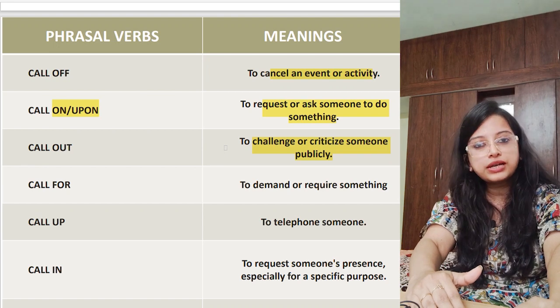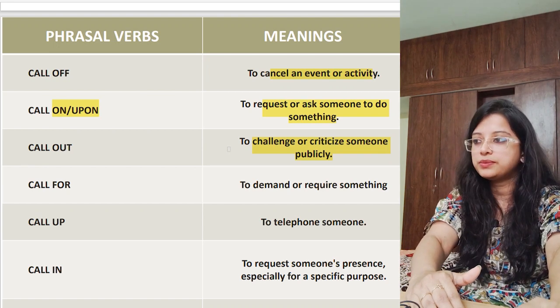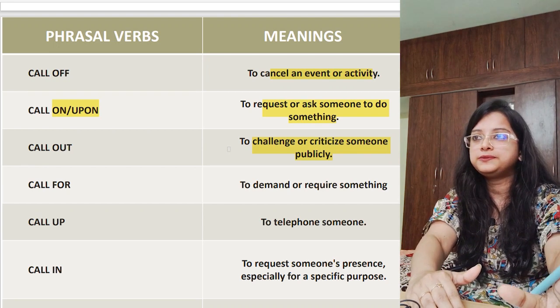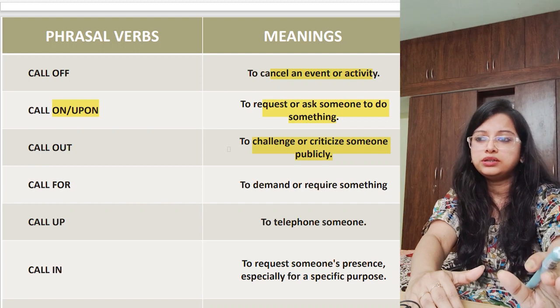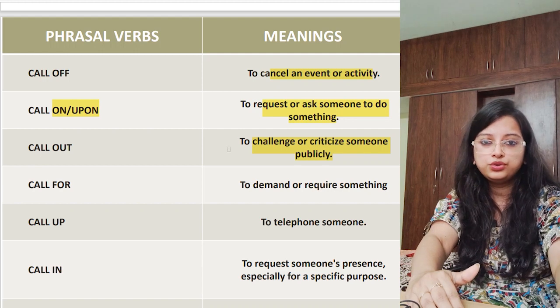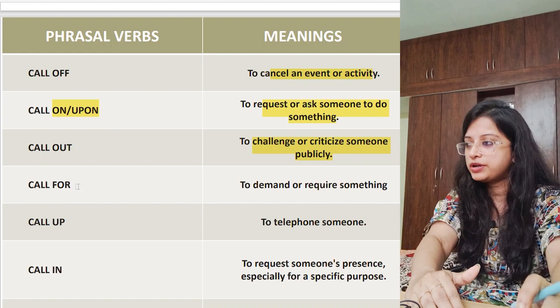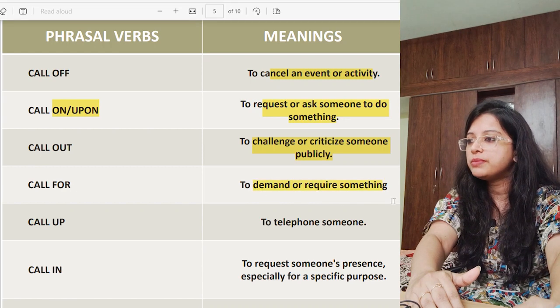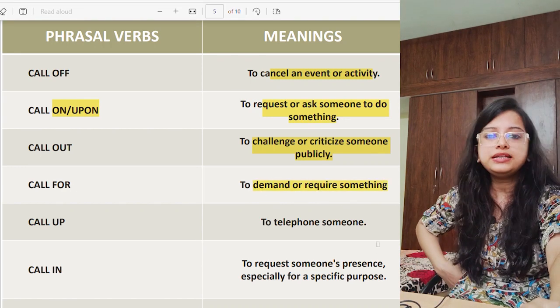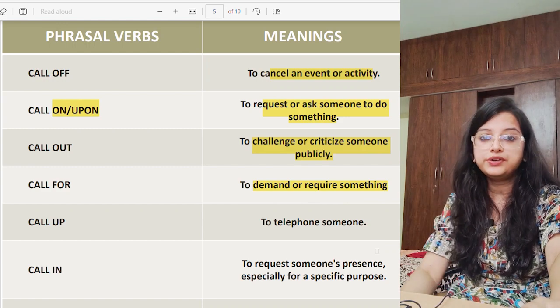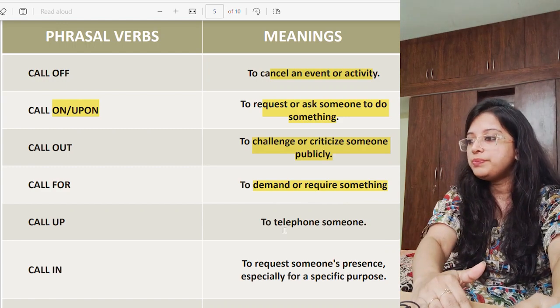Call out means to challenge or criticize something personally, something publicly, directly, like I called out that this is not the right thing to do. Publicly, I'm telling it, not personally, privately. Call for means to demand or require something when you need something, when some attention is required, immediate, right? Call up means to telephone.